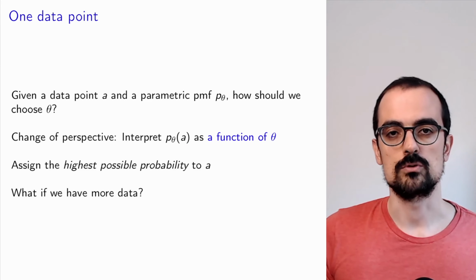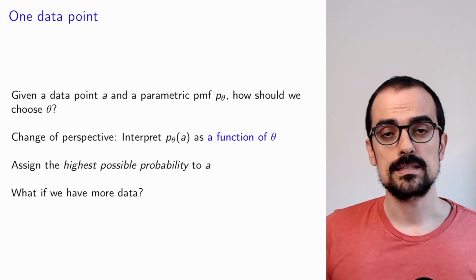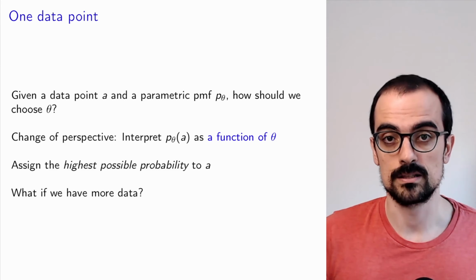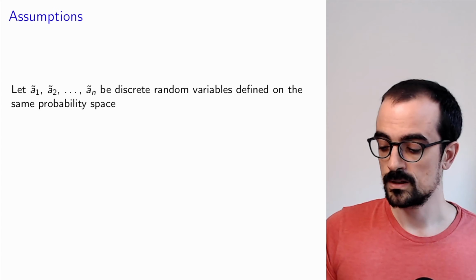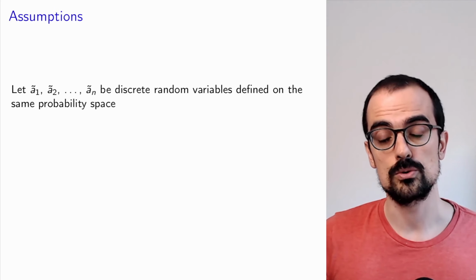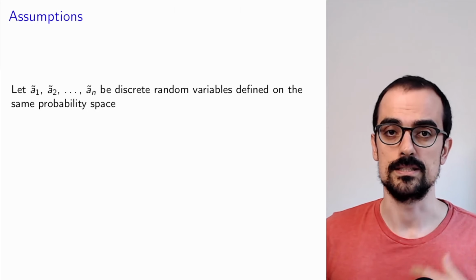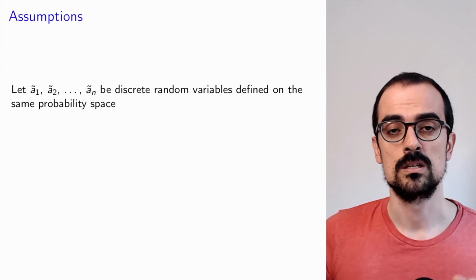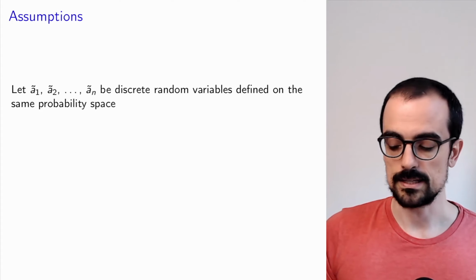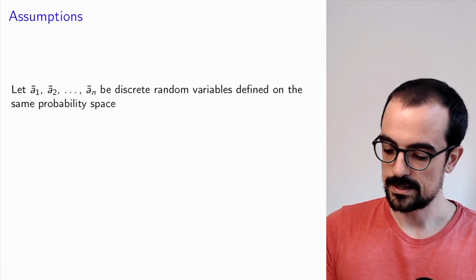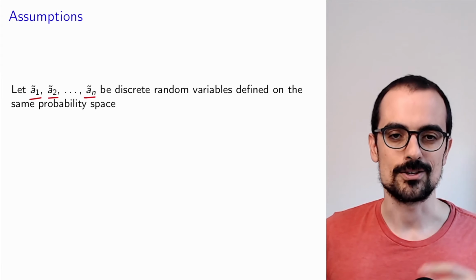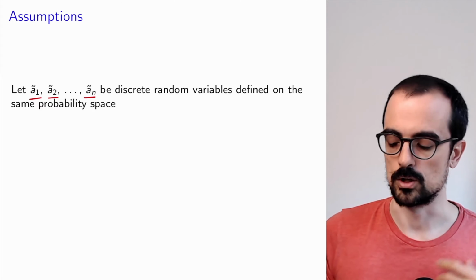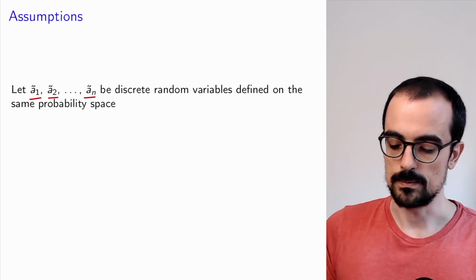So what do we do if we have more data? If we have more data, we have to make some assumptions about how the data are related in order to be able to fit the parametric model. In order to do that, we're going to introduce the concept of independent, identically distributed random variables. As we already saw, there can be several random variables defined on the same probability space. So for example, let's take A1, A2, AN. These random variables are going to represent the data that we're observing and which we're using to fit our probabilistic model. They're defined on the same probability space.